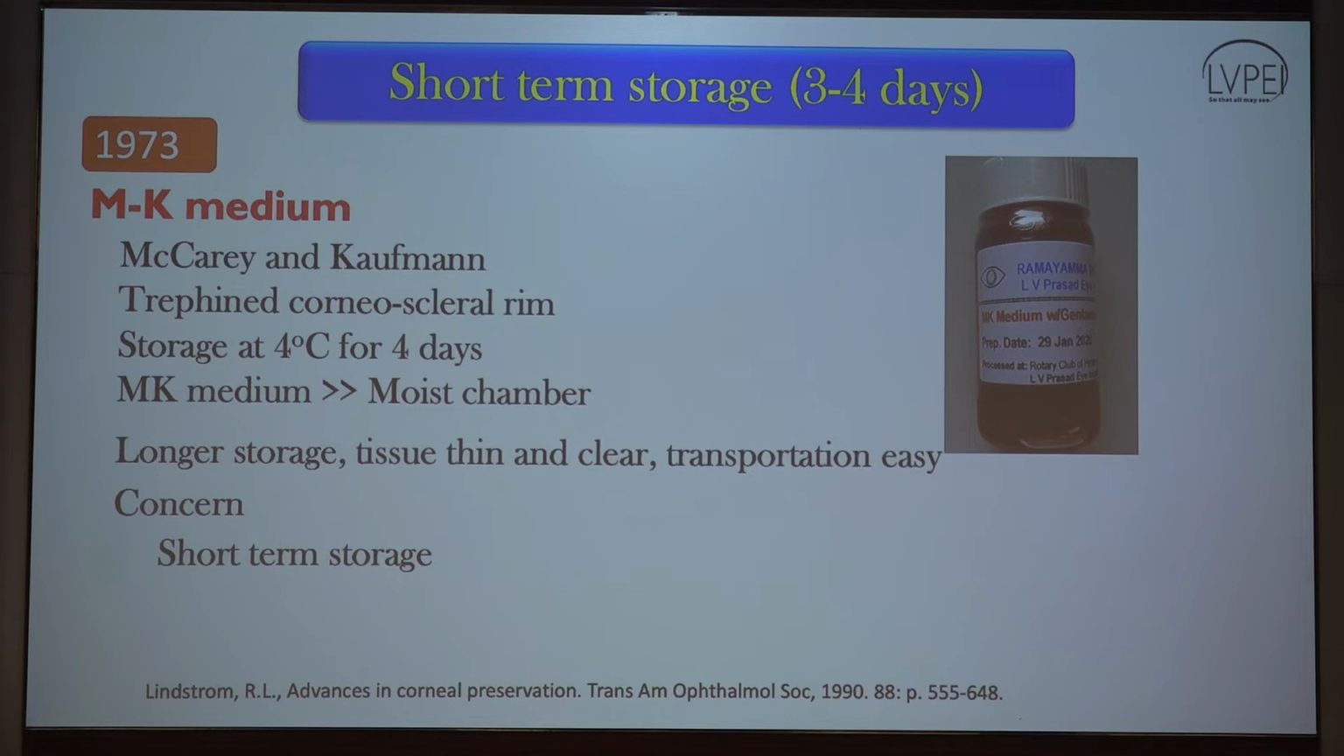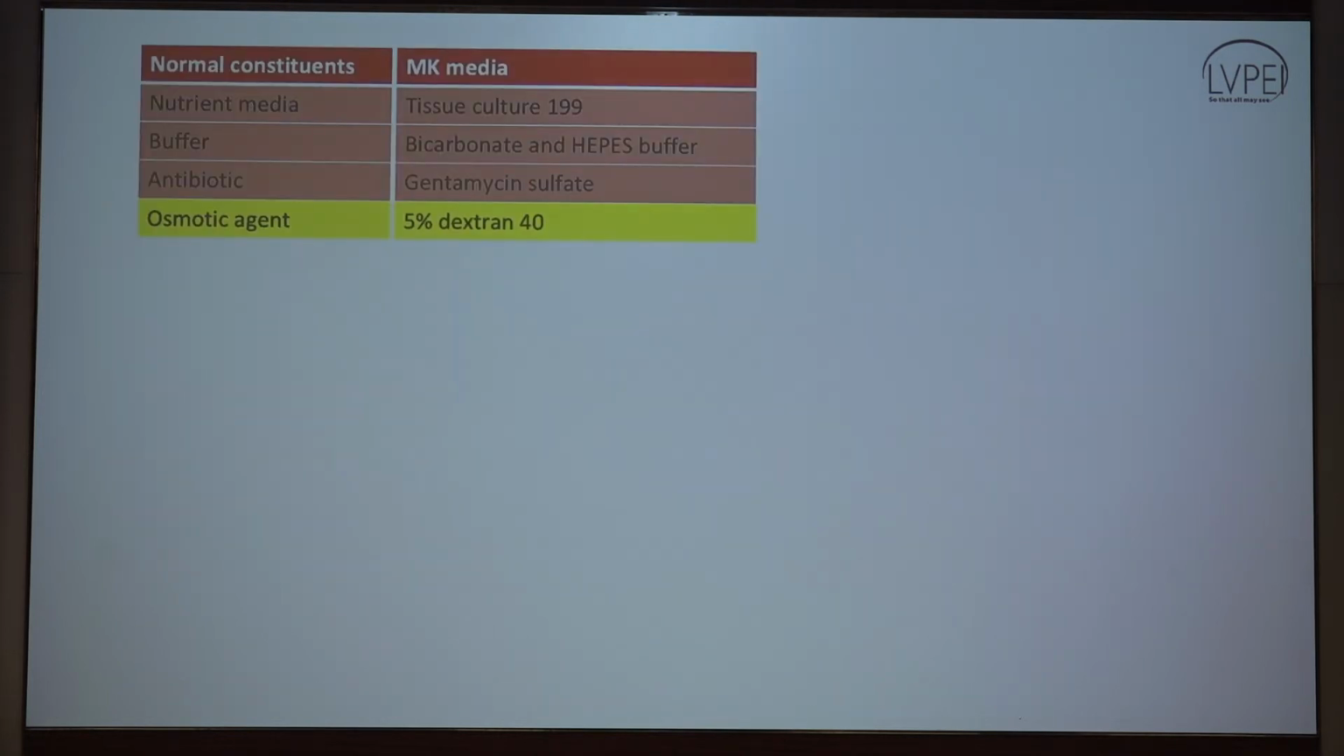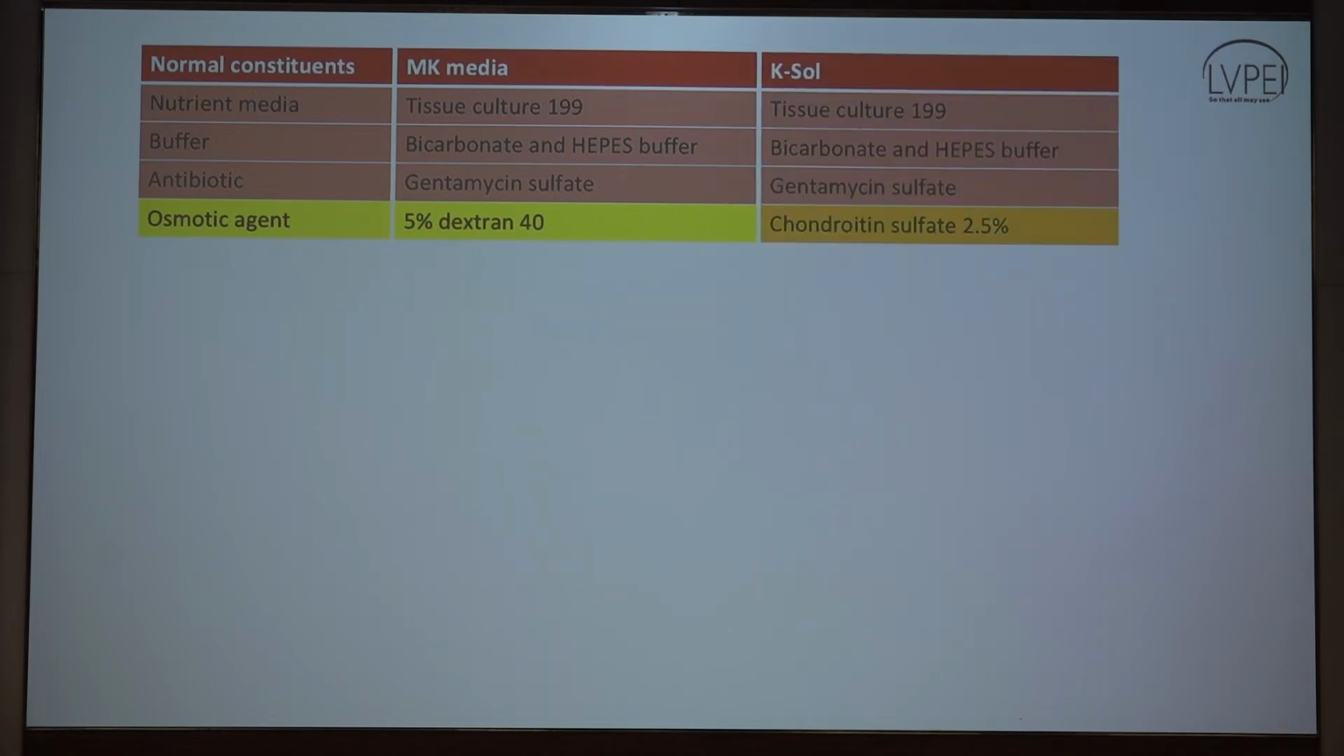And sometimes we may need to transfer them to a long-term storage media such as Cornisol. If we break down each of the constituents of the media, basically the MK media has a tissue culture medium, and also a buffer with gentamicin, which is an antibiotic, and 5% dextran, which is the dehydrating agent and keeps the tissue compact. And there is an incremental change as we started developing different media.